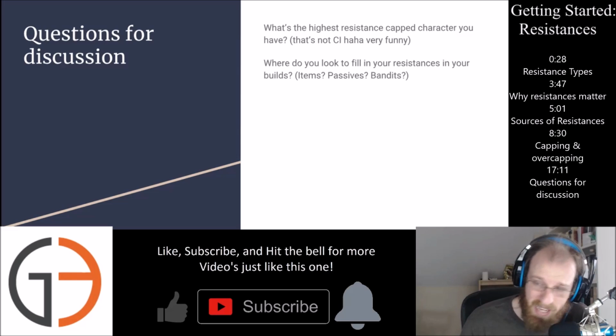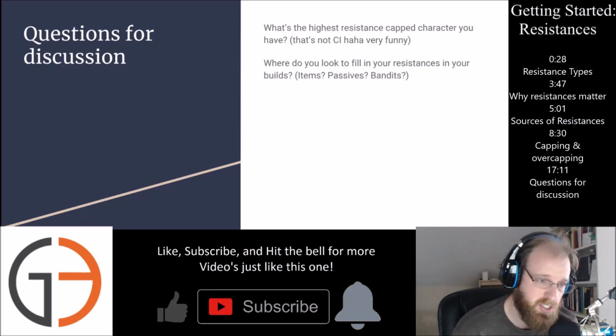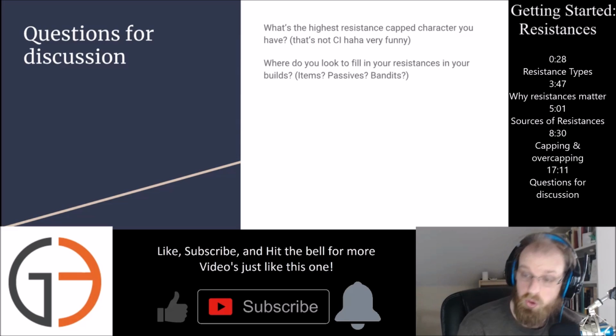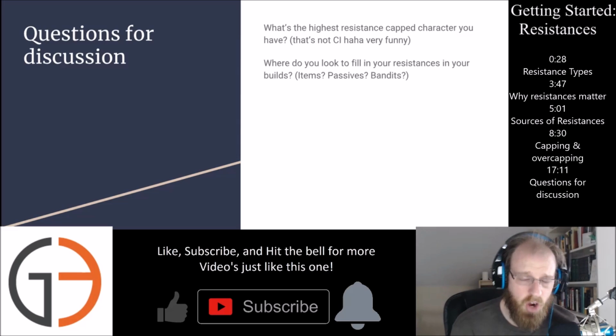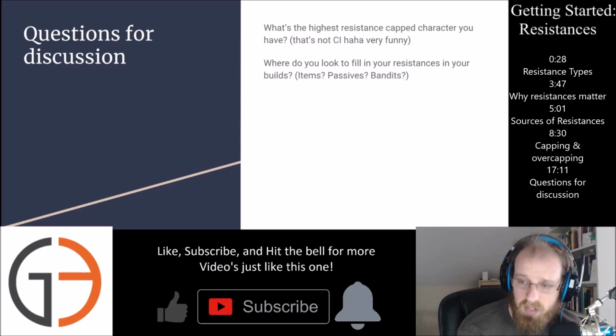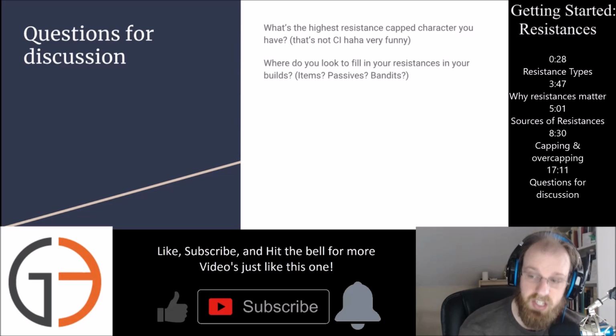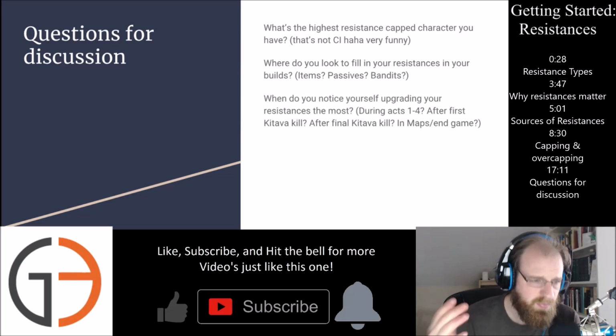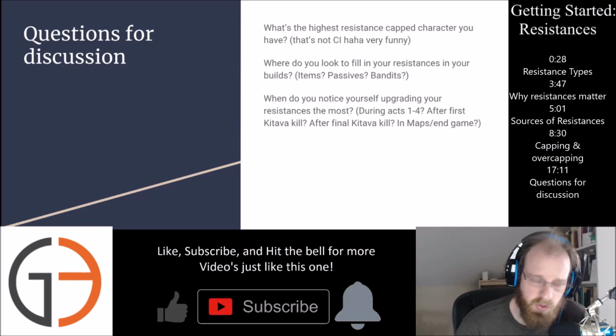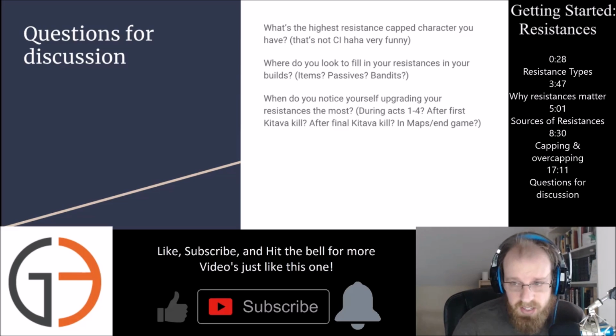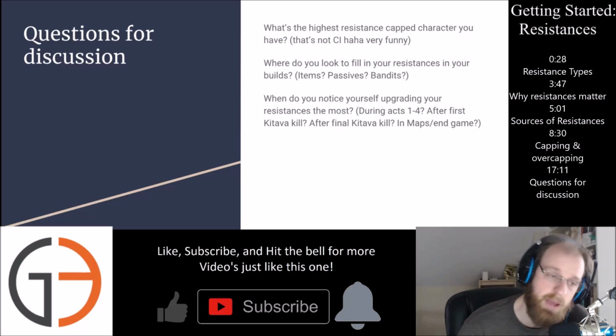Is it items? Is it passives? Is it through a Lira? Do you just constantly grab a Lira? Do you constantly go out and look for jewel slots to fill in? Are there particular passives that you're looking for, like those maximum elemental resistance passives on the tree? Are there particular items that you really fancy when it comes to increasing your elemental resistances, like Goldworm or other items that are available? And then when do you notice yourself upgrading your resistances the most? During acts 1 through 4, after the first Kitava kill, after the final Kitava kill, in maps or endgame?